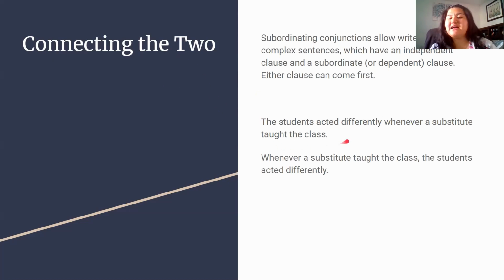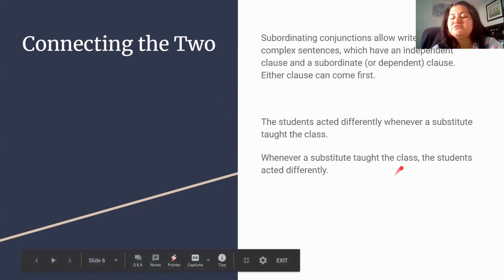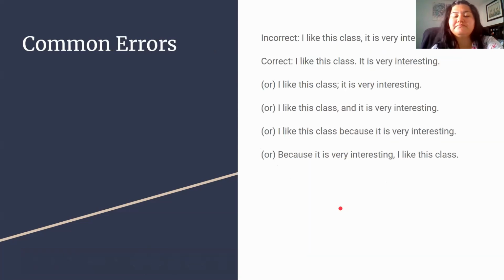So, "The students acted differently whenever a substitute taught the class." "The students acted differently" could definitely be an independent clause, but "whenever" is where you have to think about it a little more and realize "whenever a substitute taught the class" is missing more. So that definitely can be an independent and a dependent, but when they're together, they form that subordinating conjunction and work together really well. So, "Whenever a substitute taught the class, the students acted differently," that also works.